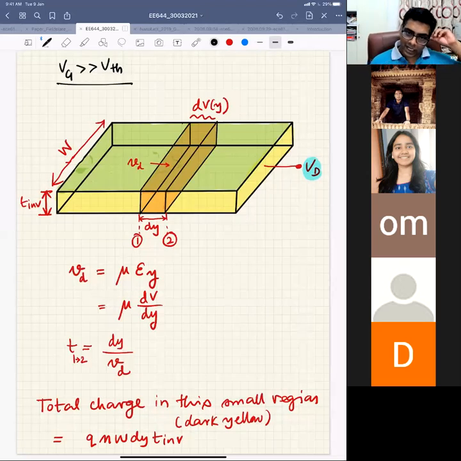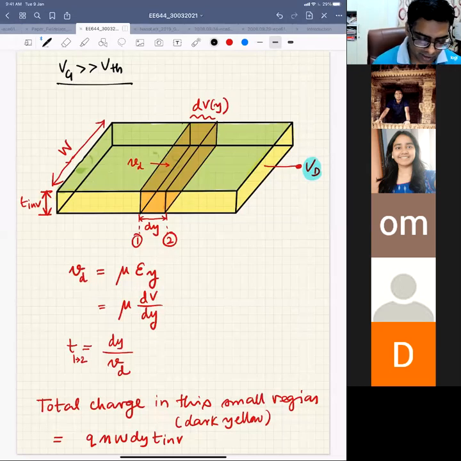The whole inversion layer, or channel, has a width of W, a length of L, which is the gate length, and an inversion layer thickness T inversion. To derive the current, basically this current is because of drift.